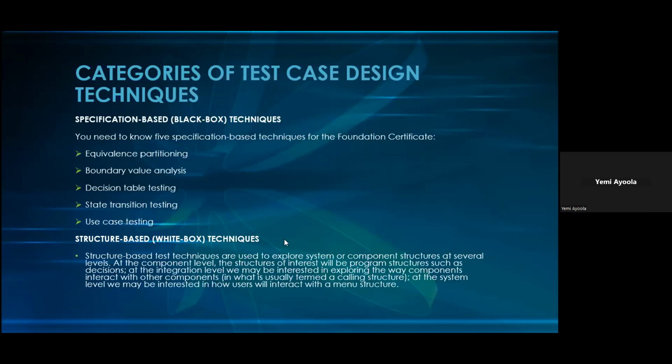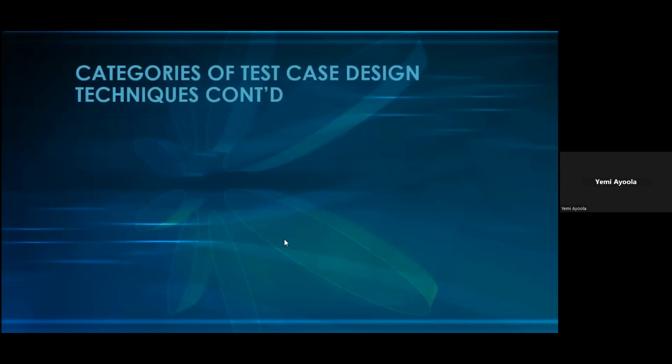The first one is specification based. It's called black box. The second one is called structure based, which is the white box technique. Let's explore each of these. So it takes us again further to the next category, continued.